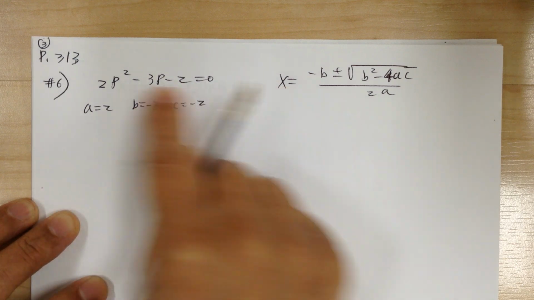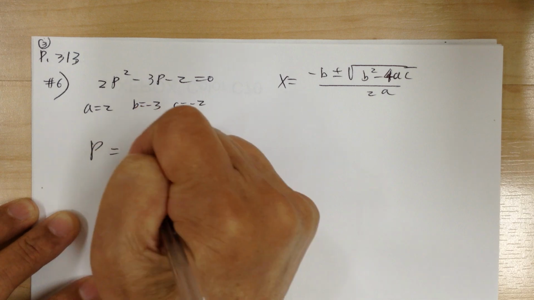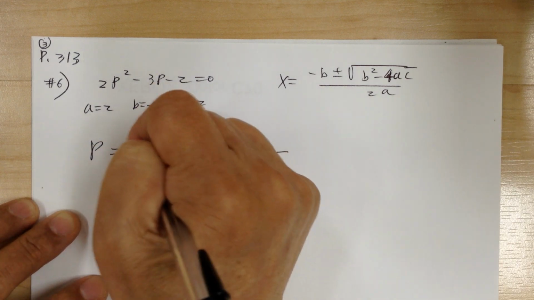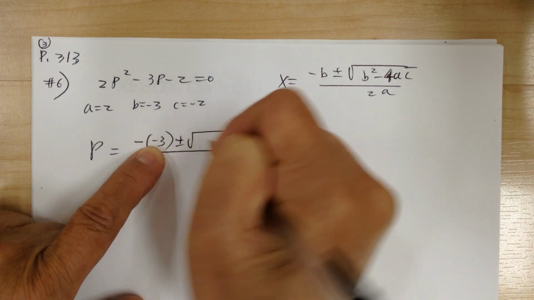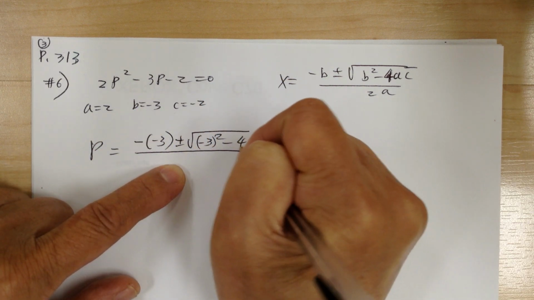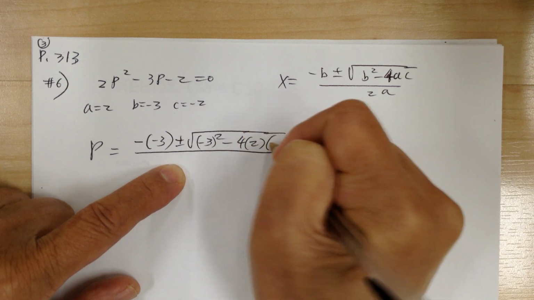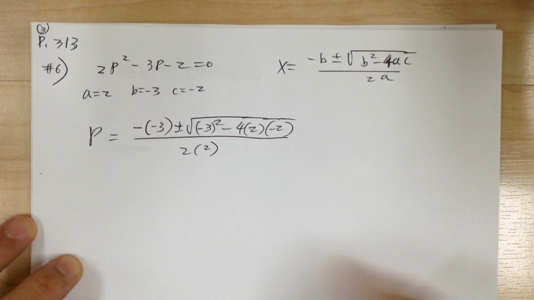Now you have to be flexible with your variable. This is for x, right? But right now you have p, so just use p. So it'll be negative b. Again, whatever you substitute, put in parentheses to keep track of your signs. So b squared minus 4ac over 2a. You can only do one step at a time.